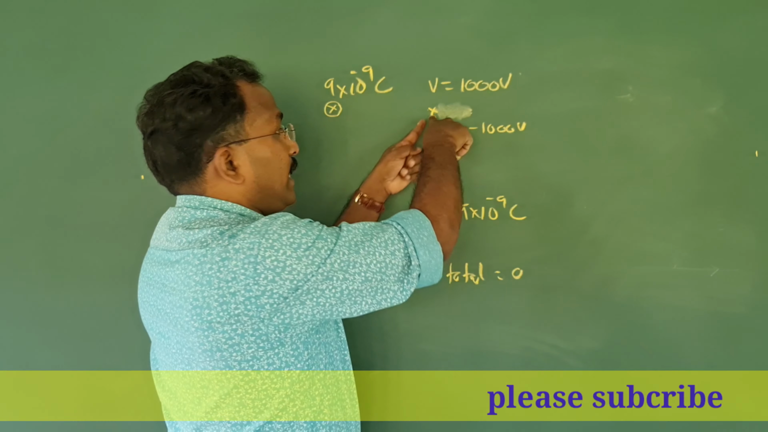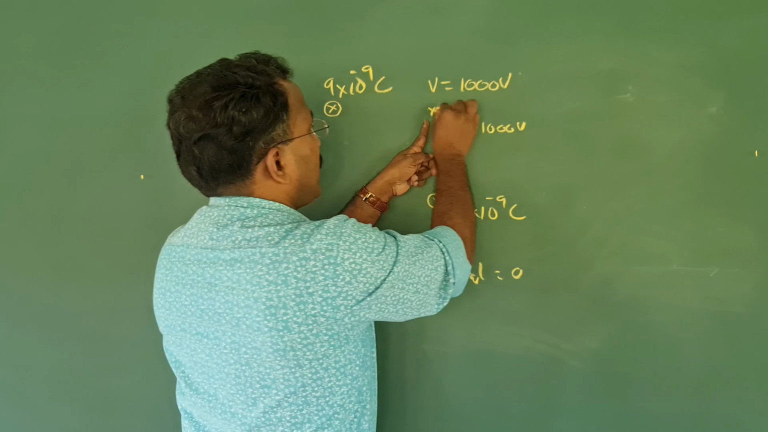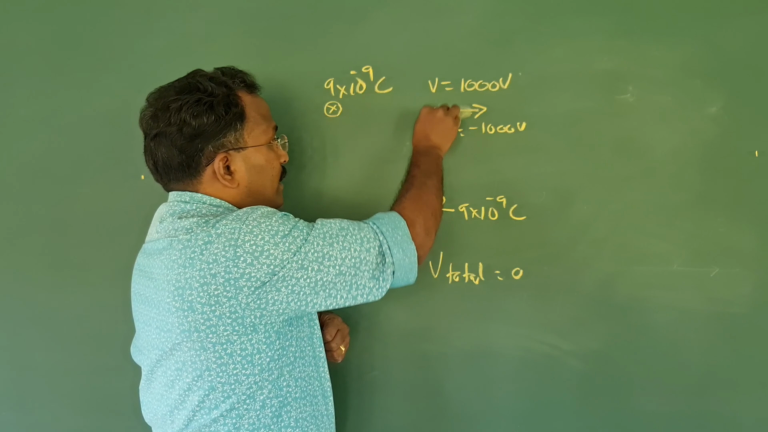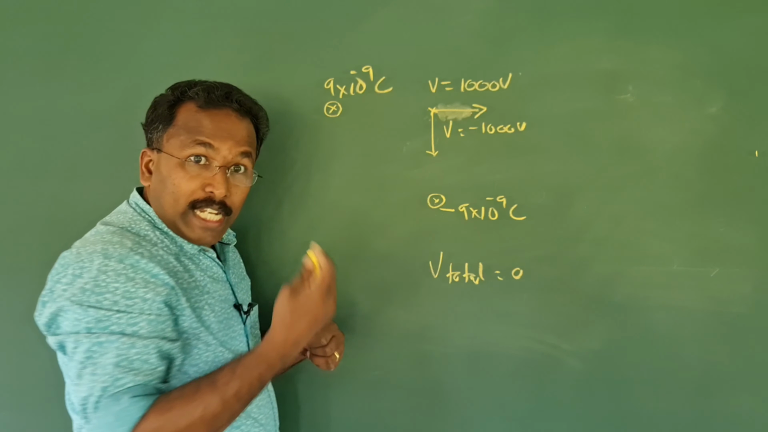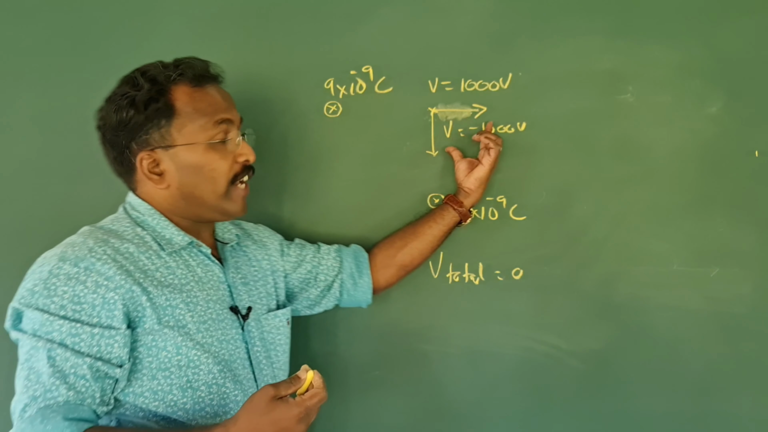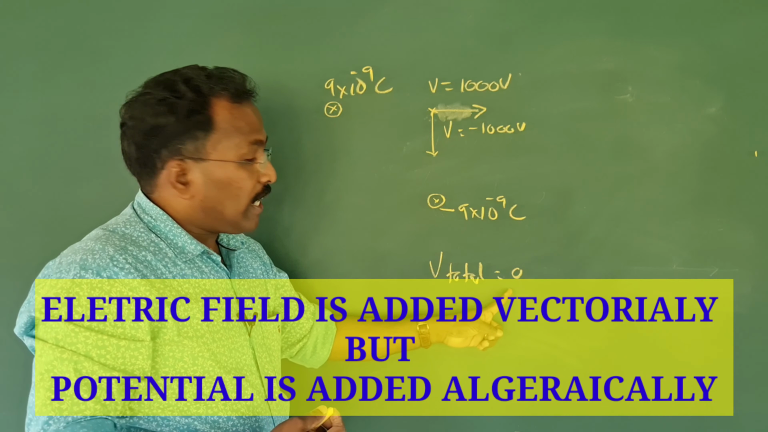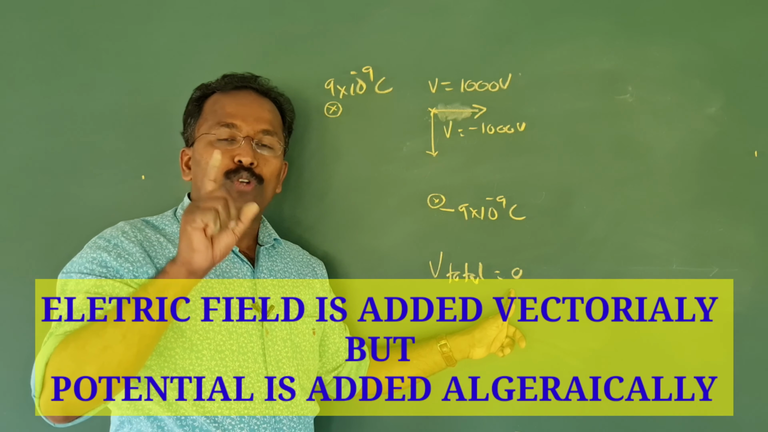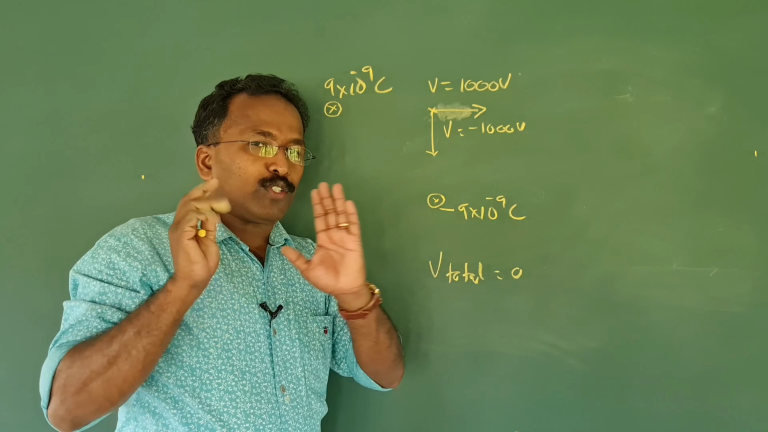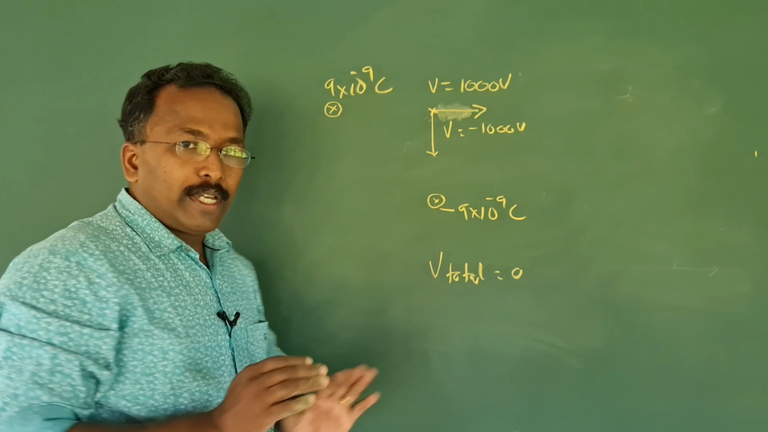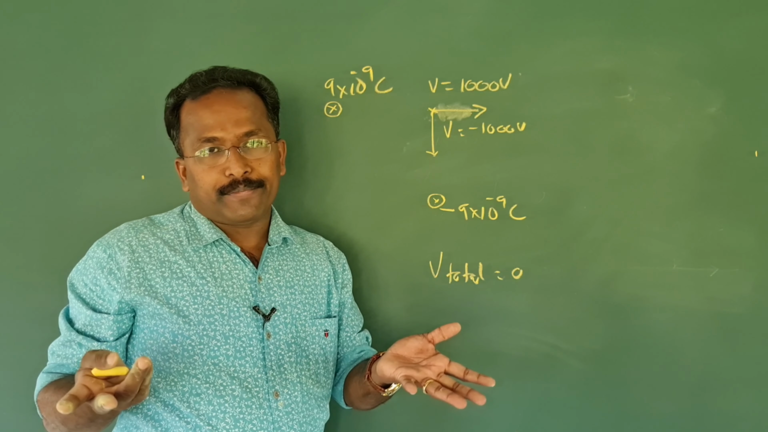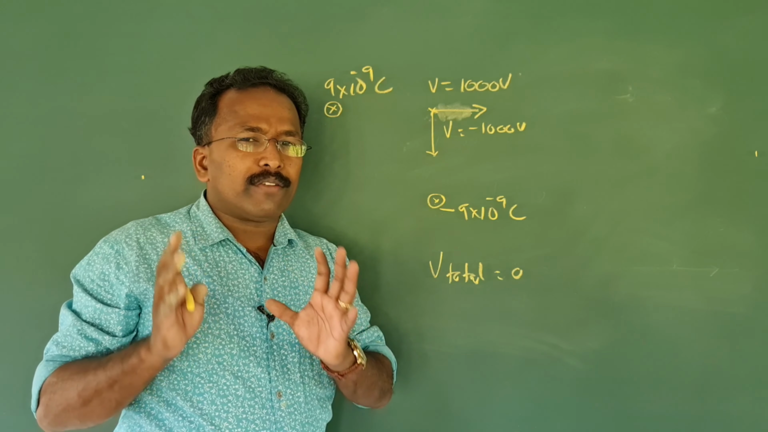But the electric field intensity, how to calculate? This produces electric field in this direction. And what is the direction of the electric field produced by this? It is in this direction. So electric field has to be added vectorially, but the potential has to be added algebraically. This difference is there, which you have to keep in your mind. In most of the entrance examinations, children get confused on this point and have difficulty. So this point you should remember very clearly.